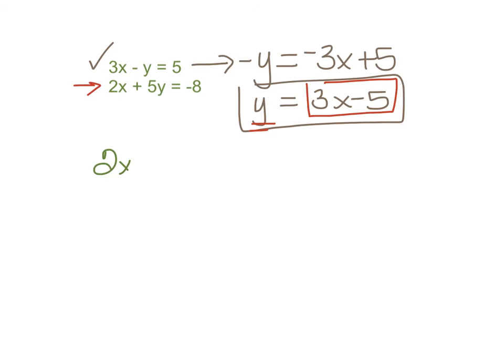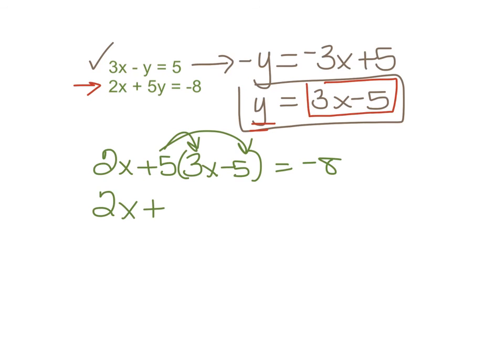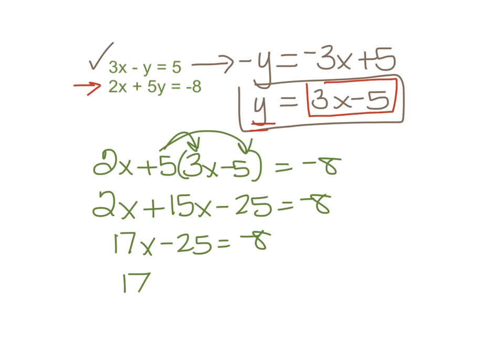So I'm going to leave 2x alone, take out y, and substitute 3x minus 5, and that equals negative 8. So I want to distribute and then combine like terms. 2x plus 15x minus 25 equals negative 8. Combine like terms, and I get 17x minus 25 equals negative 8. Add 25 to each side, and I get 17x equals 17. Divide by 17, and I get x equals 1.